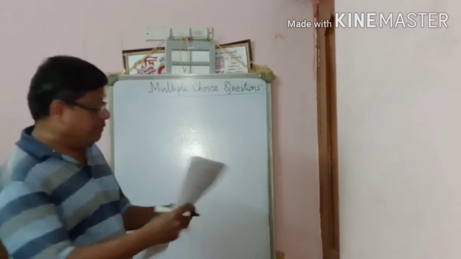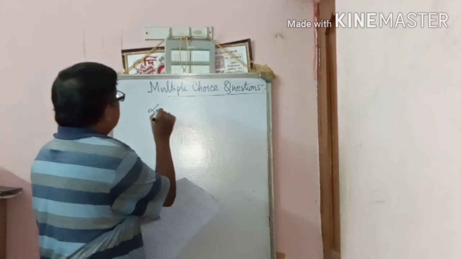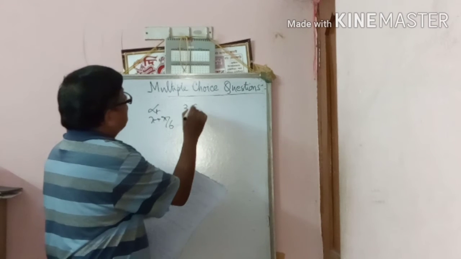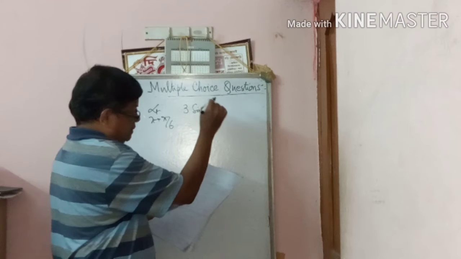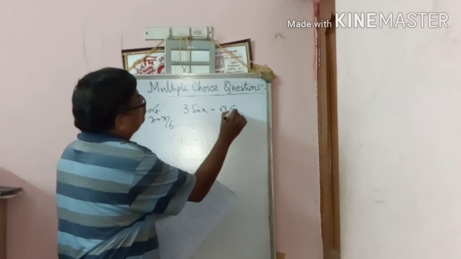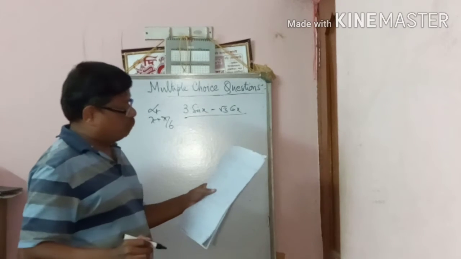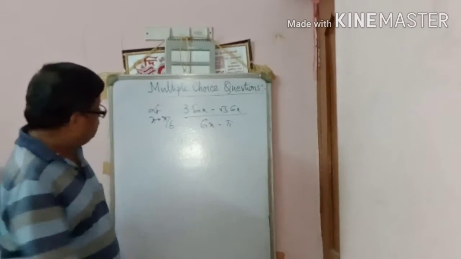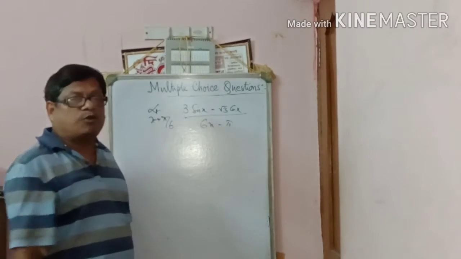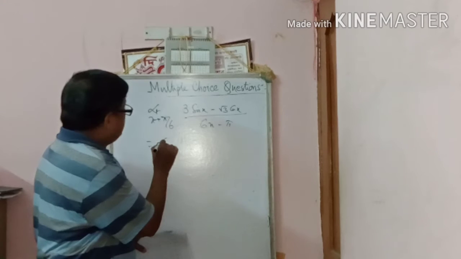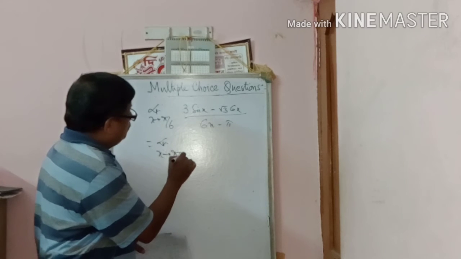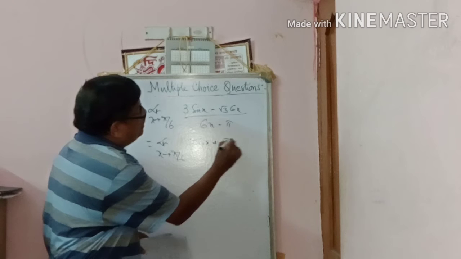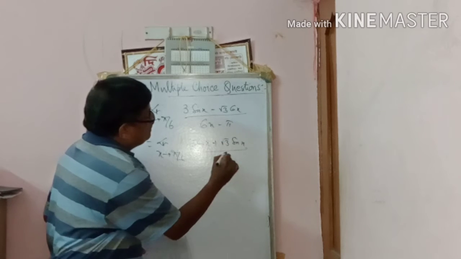Suppose limit x tends to pi by 6, of (3 sin x minus root 3 cos x) by (6x minus pi). If we put this in, the form is 0 by 0 form. Just using L'Hopital, all of you know, the derivative gives (3 cos x plus root 3 sin x) by 6.